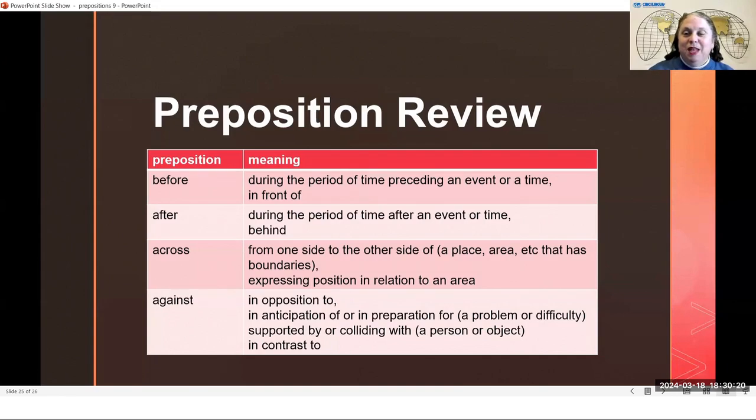Where is my friend in relationship to me? Here I am in Ohio, and my friend is far away from me. You have to travel to the other side of the country, to California, to get to my friend. So you have to go across the country. My friend lives across the country from me.